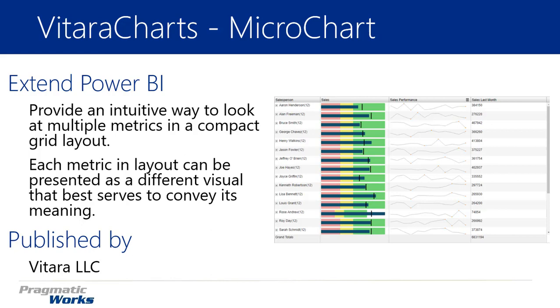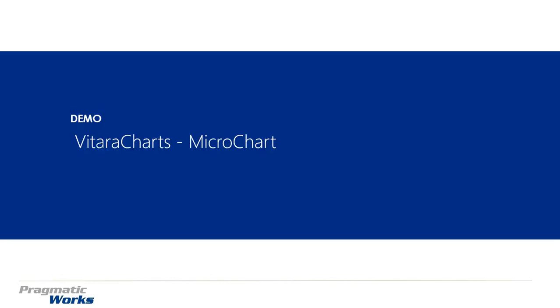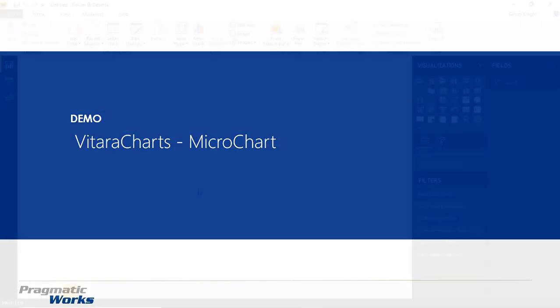Each metric is laid out to be presented as different visuals. So, like I said, you can have a bullet chart and a line chart and a column chart all right next to each other, as well as any kind of aggregates that you want to see. So you use it in the best way that's going to convey meaning to you. All right, so this one is designed by Vitara. Let's go ahead and take a look at how to use the VitaraCharts MicroChart in our example today.